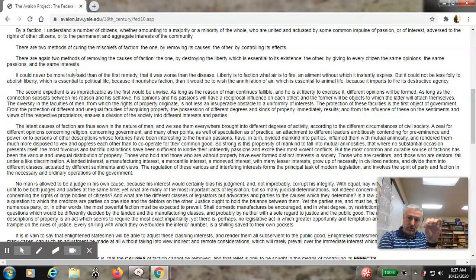Which goes to another thing, which is equality. We're about to talk about it, and there's no equality. Madison flat out denies it. I can see him talking to Jefferson and saying, you know that equality nonsense you talked about in the Declaration of Independence? You sowed the seeds for the future destruction of the United States with that nonsense.